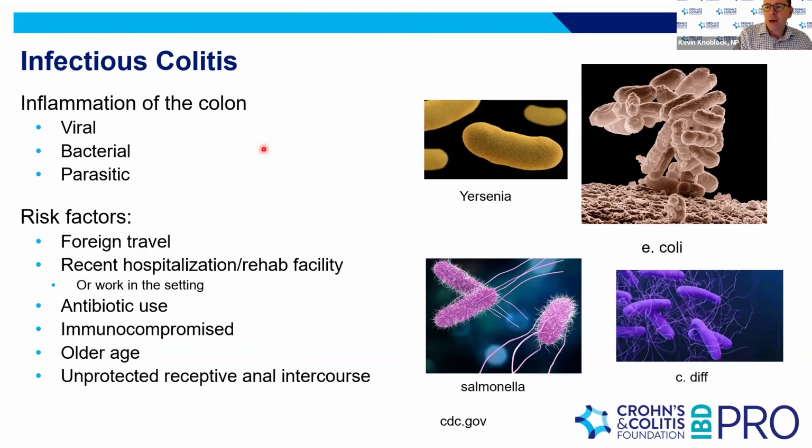The risk factors for infectious colitis: foreign travel. Actually, the salmonella I saw last week was a young guy coming back from South America. Recent hospitalization, or if the patient has been in a rehab facility or works in that setting. Recent antibiotic use, which is very C. diff oriented. People who are immunocompromised or on other meds, and a little bit older age too. And then the sometimes difficult one to ask about, unprotected receptive anal intercourse, for the sexually transmitted infections in the colon, chlamydia, gonorrhea, etc.